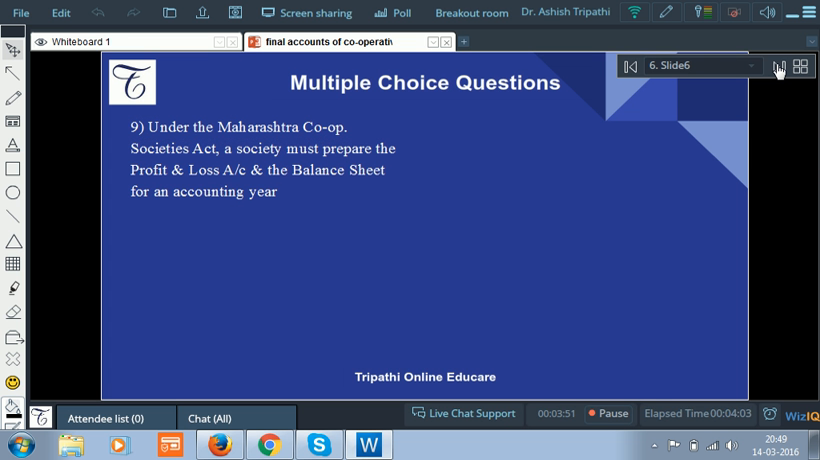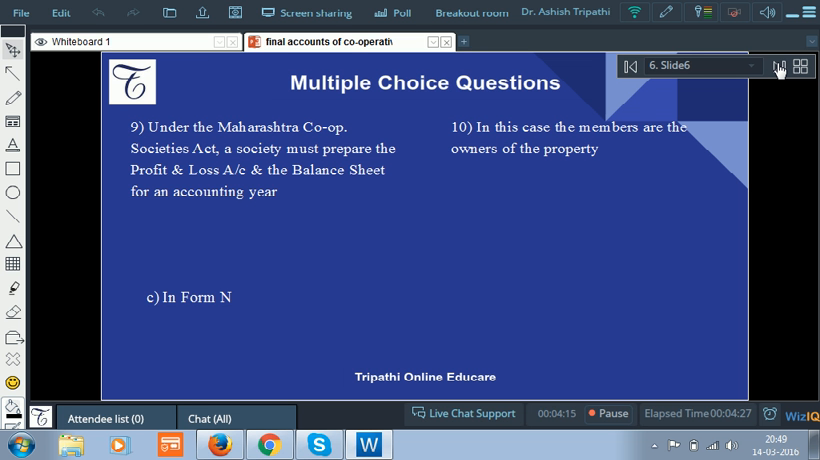Nine, under the Maharashtra Cooperative Society Act, a society must prepare the profit and loss account and the balance sheet for an accounting year: A. As per schedule 6, B. In Form M, C. In Form N, D. None of the above. And the correct answer is C. In Form N.